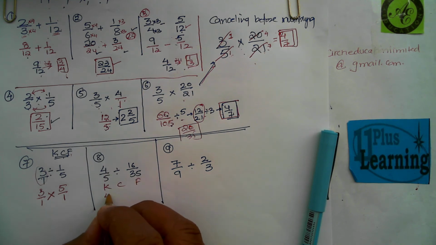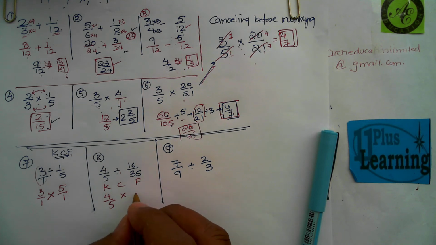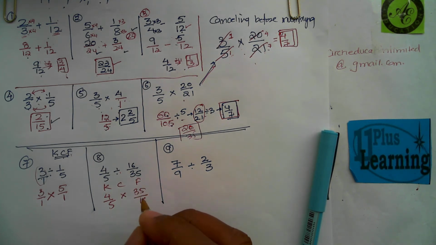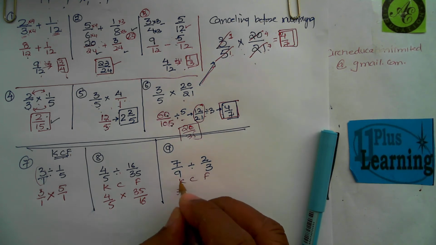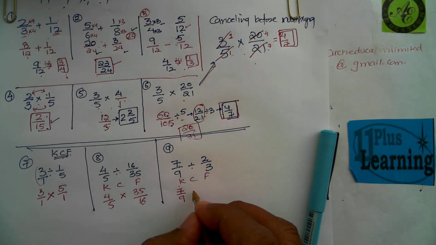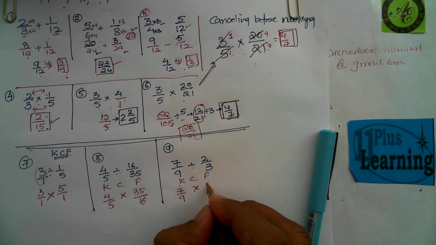Keep the first fraction as it is. Change times into divide. Then flip the second fraction, 35 over 16. Okay, KCF here again. Keep the first fraction as it is. 7 over 9 stays as 7 over 9. Change divide into times and 3 over 2.